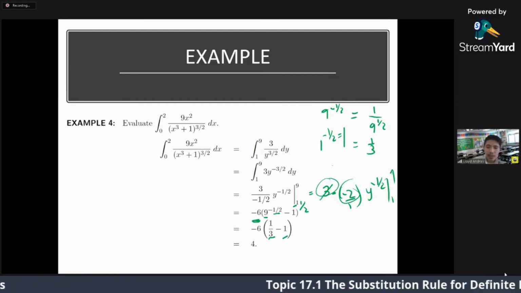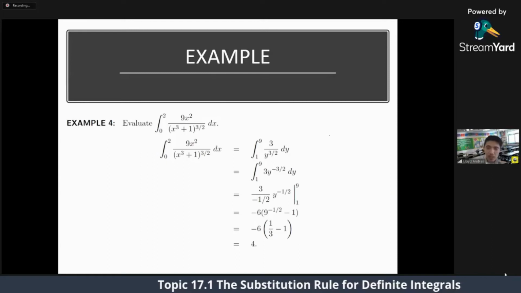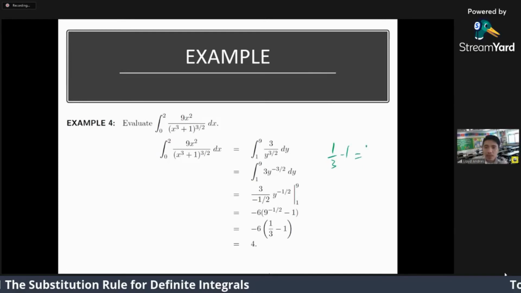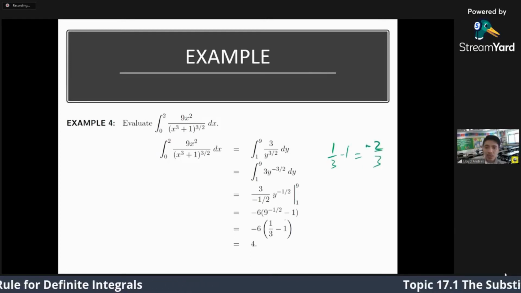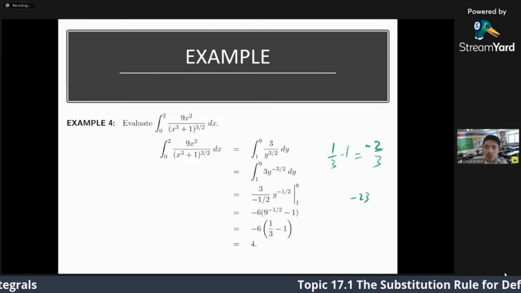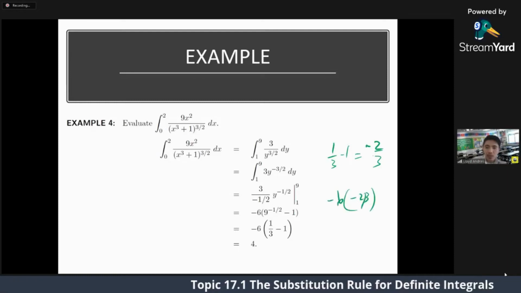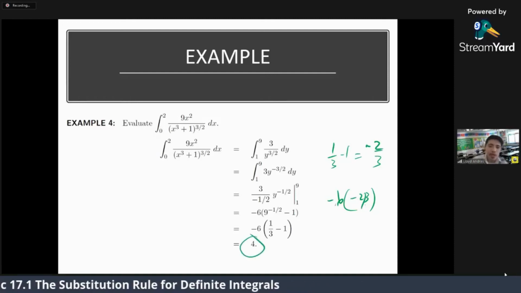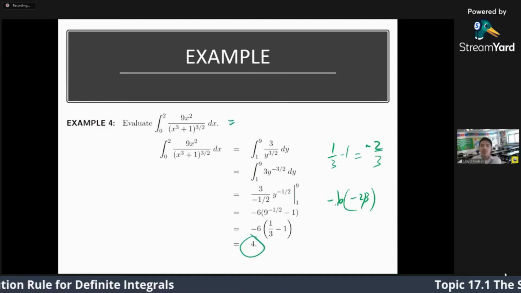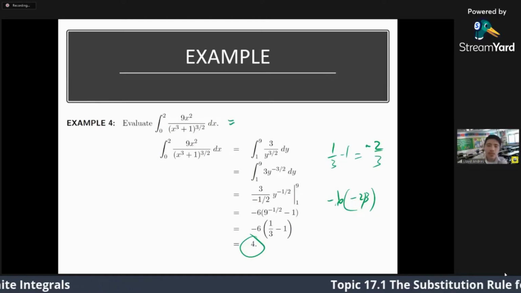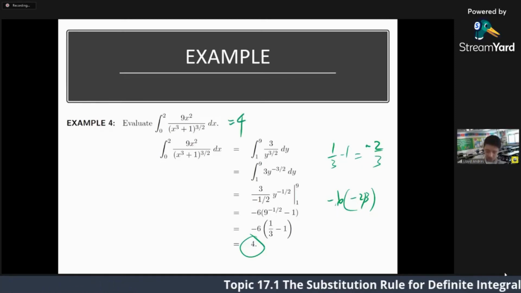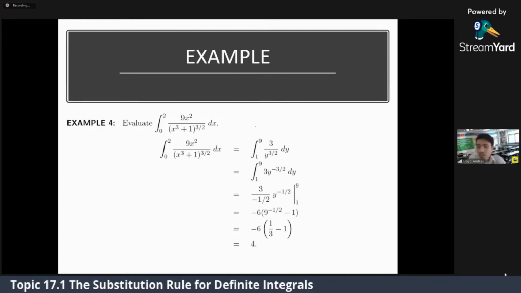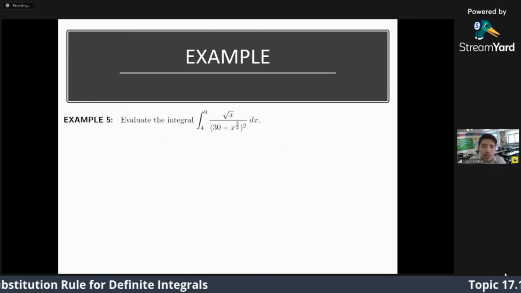Then simplifying, 1/3 minus 1 is negative 2/3. Then this negative 2/3 is multiplied by negative 6, which becomes positive 4. So therefore, the answer using the substitution rule of definite integral is 4. So that is how we solve it. That's example 4. Another example. This one.